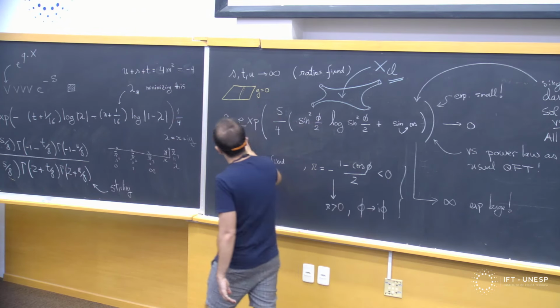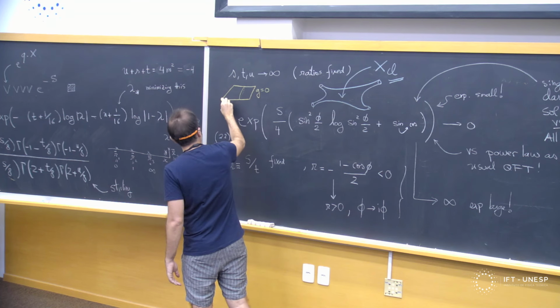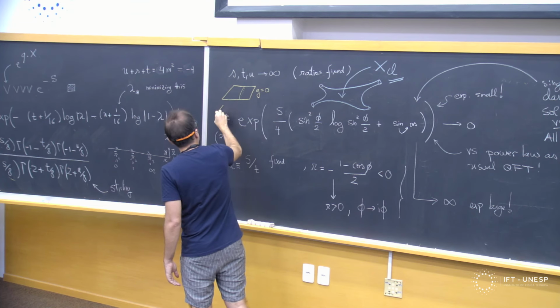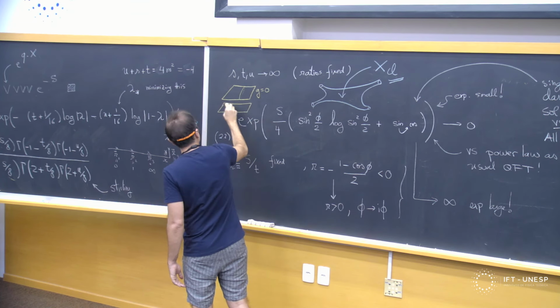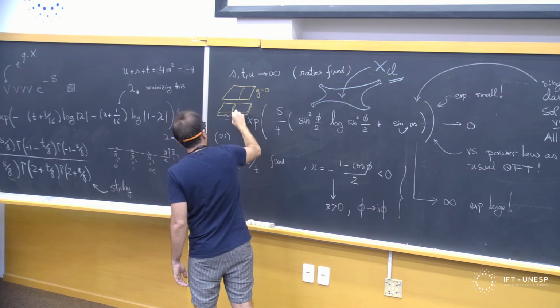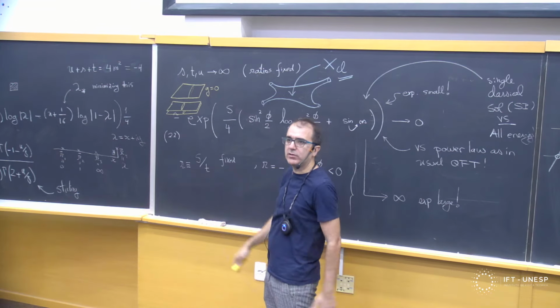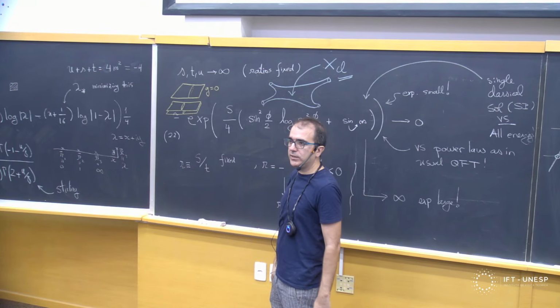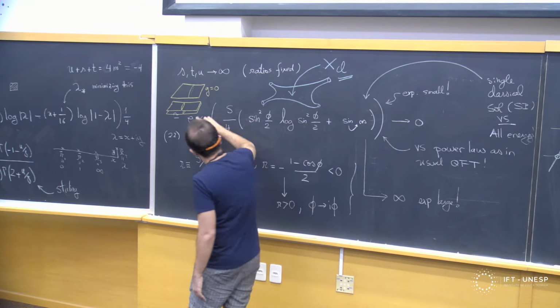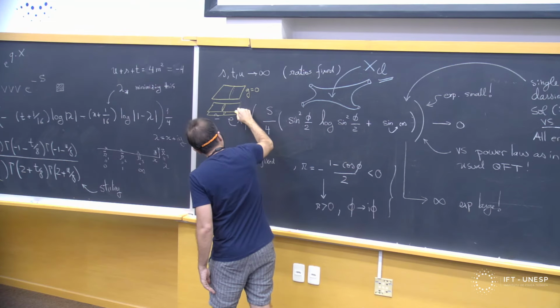Now let's put two pillows, one on top of each other. So this is genus 0, and I put one below here. And this is also genus 0, right? I just put two pillows, very small pillows, on top of each other. Do you agree? And now, glue them here.